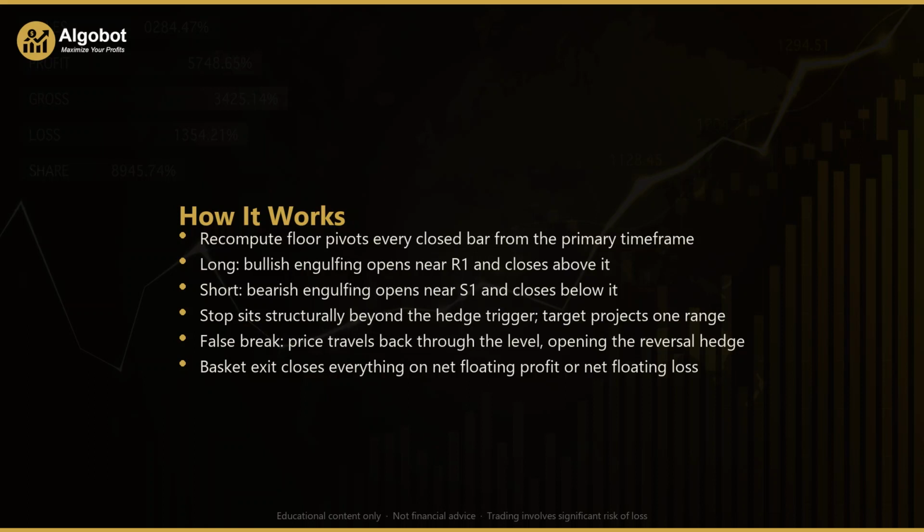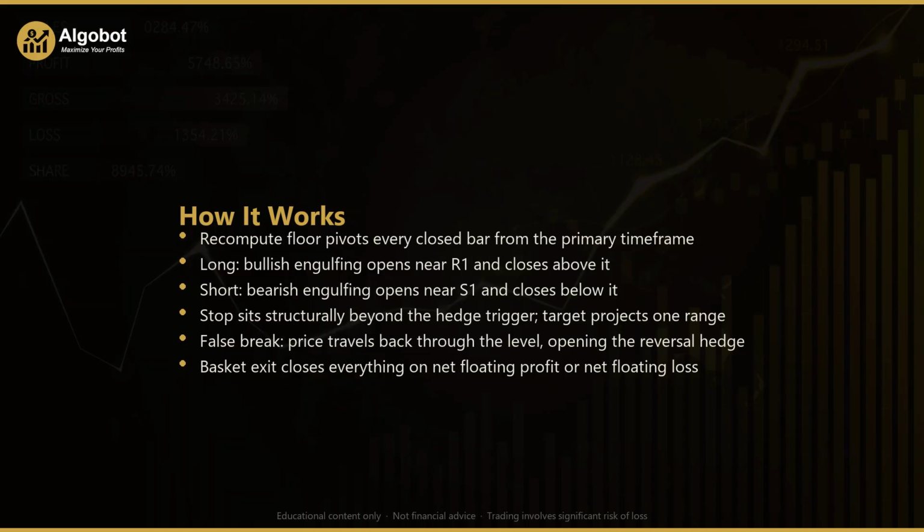Now for the protective levels. The base stop loss is placed structurally beyond what the code calls the hedge trigger, so that the hedge always engages first. The base take profit projects a reward fraction of one range in the breakout direction. With the default settings, that target sits roughly one full pivot range away.